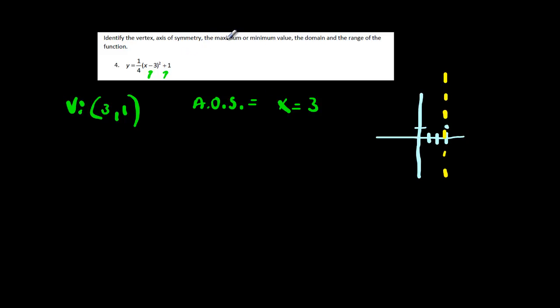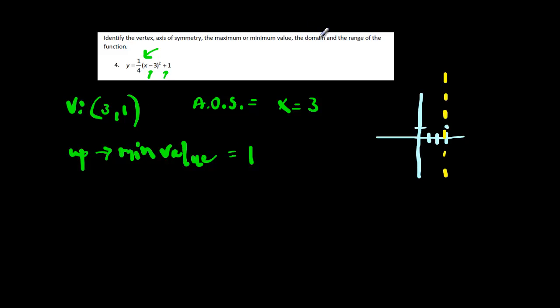Next part, is it a maximum or minimum value? Well, look at the value of a over here. A is positive. That means it's going to open up. If it opens up, it's going to have a minimum value. That minimum value will be the k, the output of the vertex. So the minimum value is 1 for this problem.